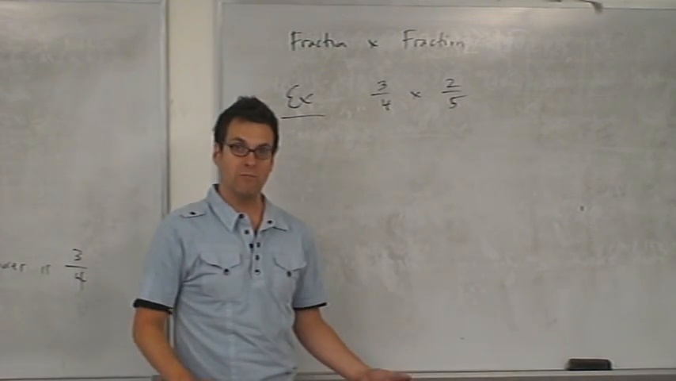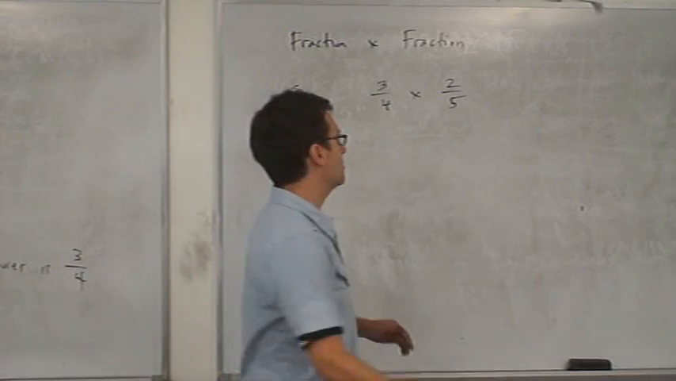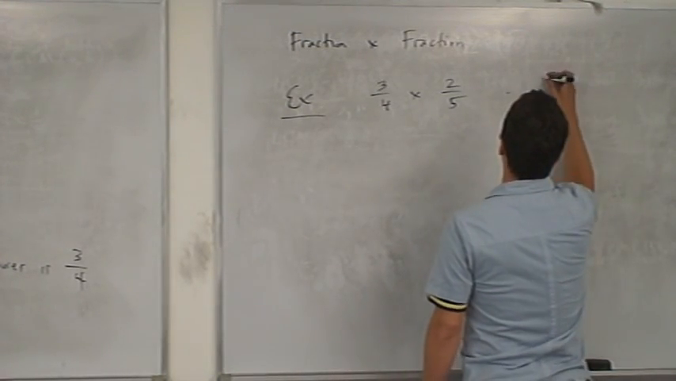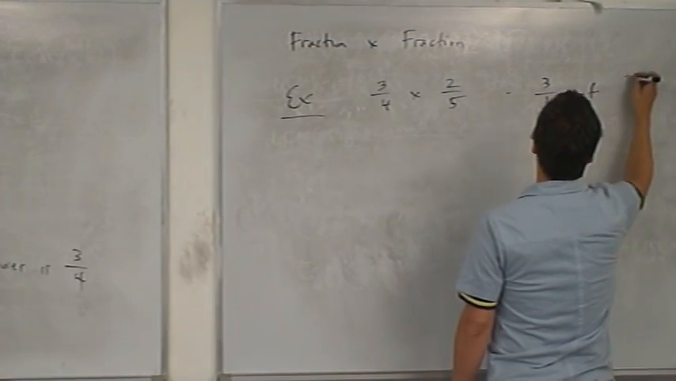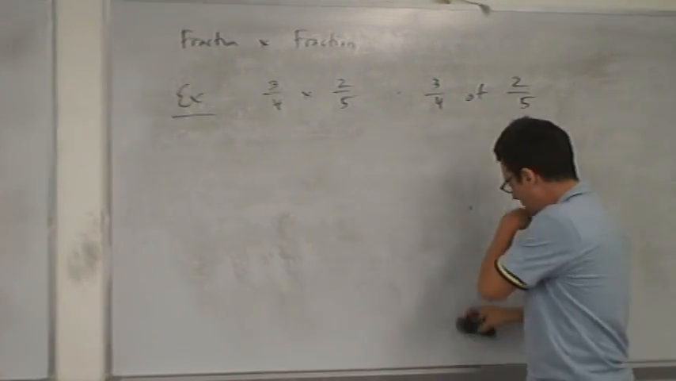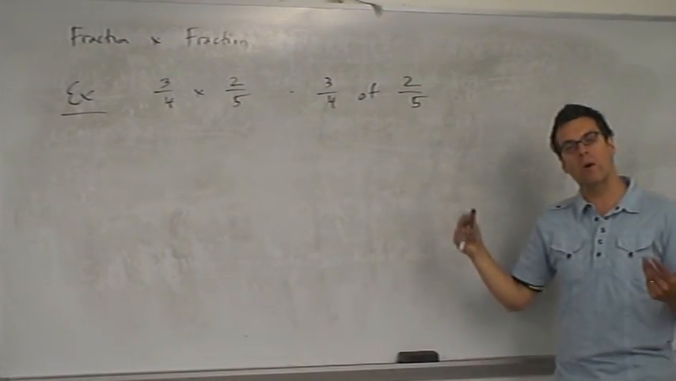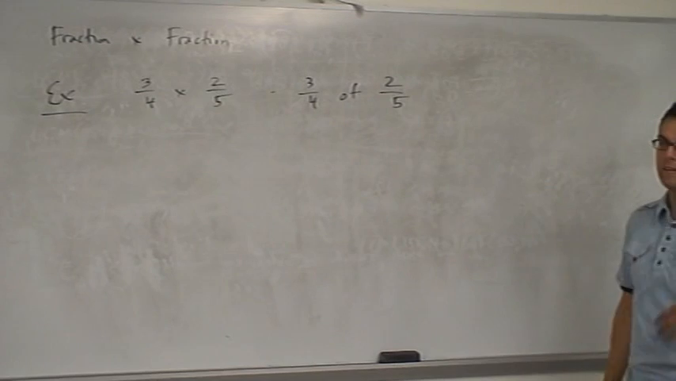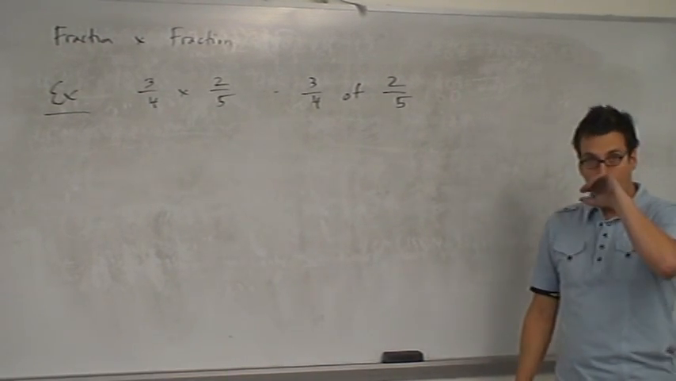So we are going to have to rely on the interpretation that we just arrived at, and we are going to interpret this as 3/4 of 2/5. So this is what we need to draw. We need to draw a diagram that represents 3/4 of 2/5.